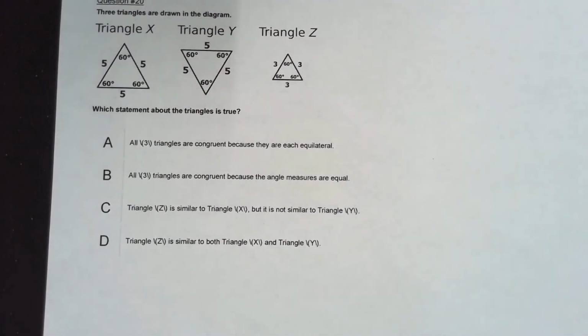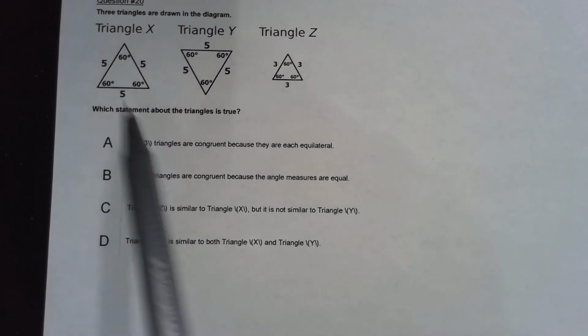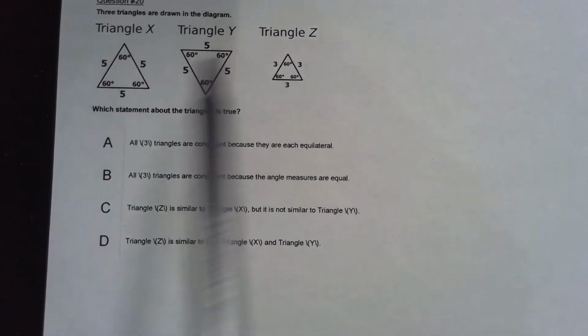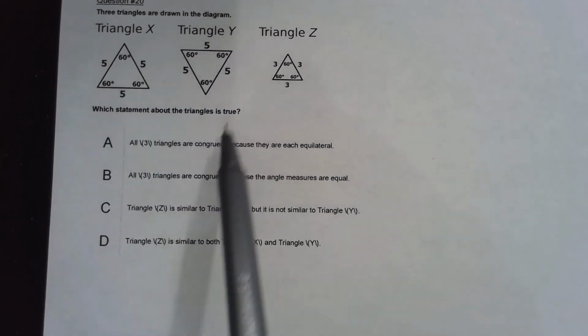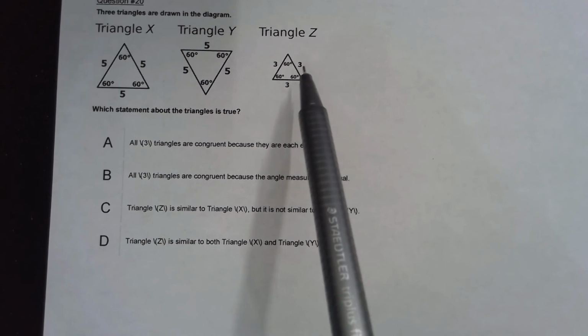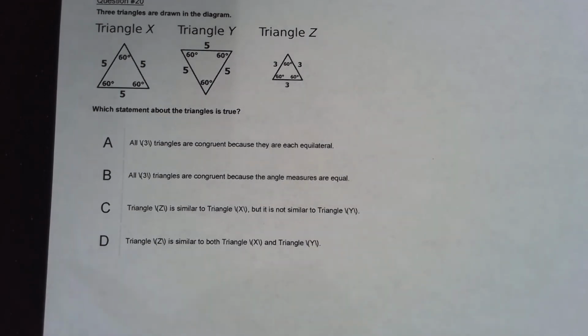And last but not least, it's not on camera again. This one is showing us 3 different triangles, and it demonstrates all of them have 60-degree angles. Triangle X and Y appear to be the same, just Y appears to be either reflected or rotated. Z, on the other hand, is smaller. Each side length is only 3, not 5. And it asks which statement is true.